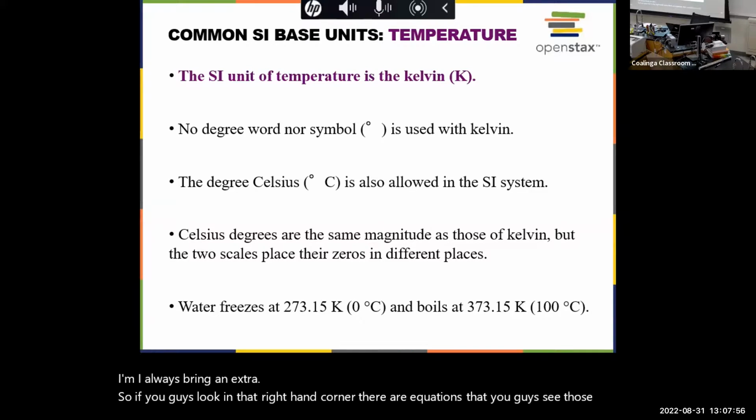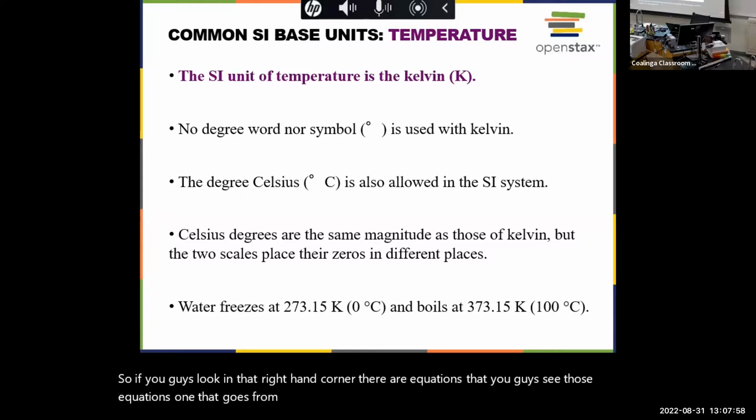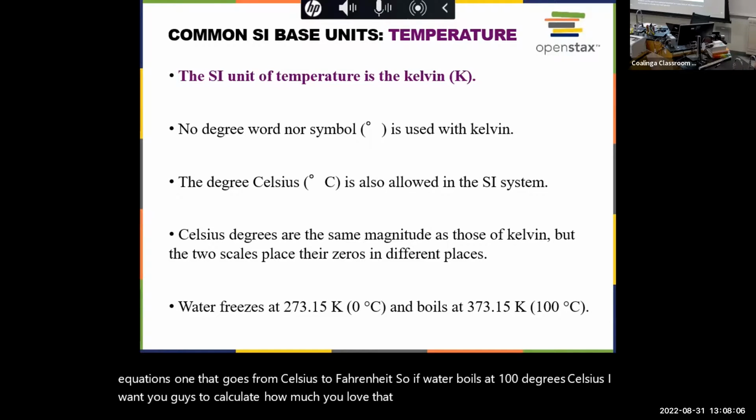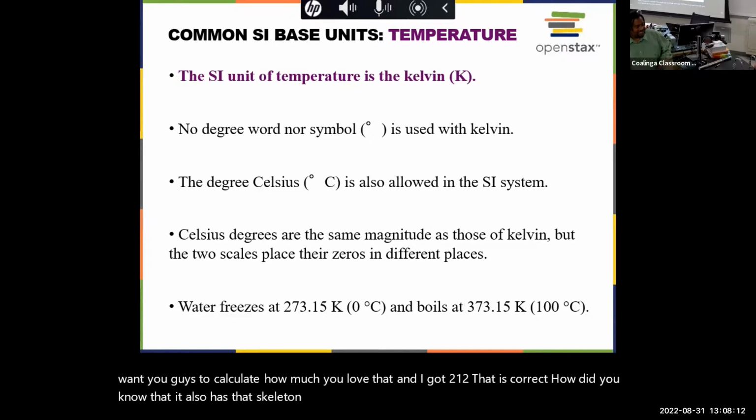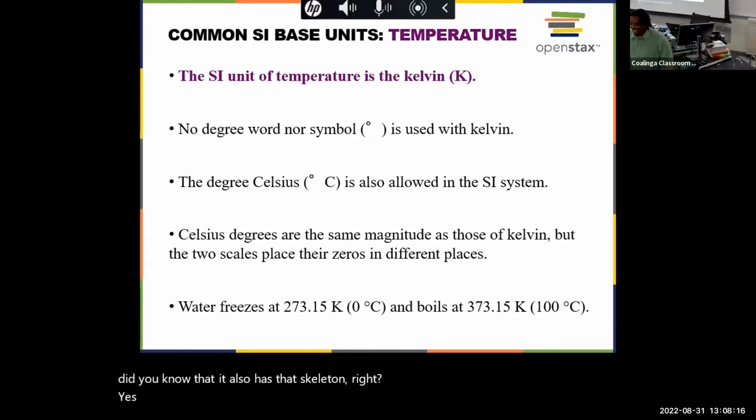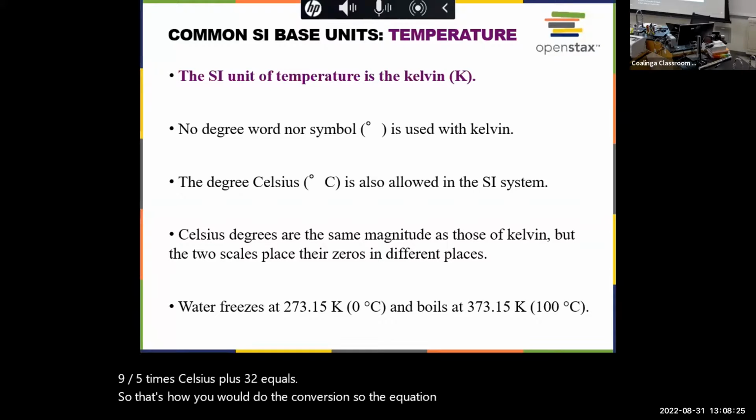One goes from Celsius to Fahrenheit. So if water boils at 100 degrees Celsius, I want you guys to calculate how much it boils at in Fahrenheit. I got 212. That is correct. How did you know that? It also has that scale up there, right? And it says water boils. It's 9/5 times Celsius plus 32 equals Fahrenheit. So that's how you would do the conversion. So the equation is actually located there as well. Look down further, right?